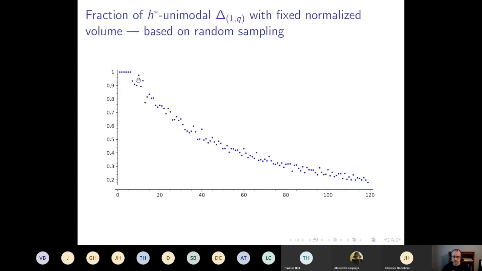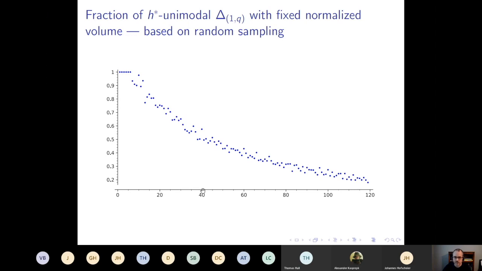What this is showing you is, if I just look at all the weighted projective spaces, ignore projective normality, Gorenstein-Fano, whatever, I just look at all these delta 1 Qs. If the normalized volume is 20, so if 1 plus the sum of the weights is 20, you've got around 75% of the H-star polynomials being unimodal.